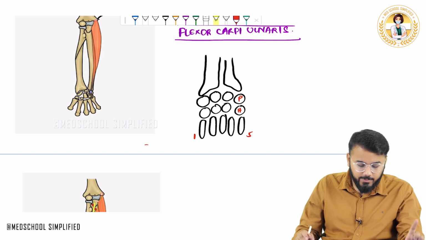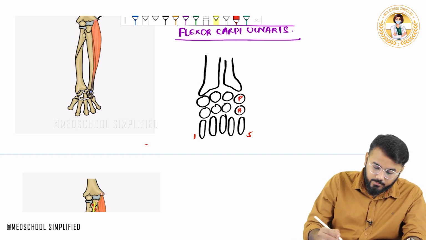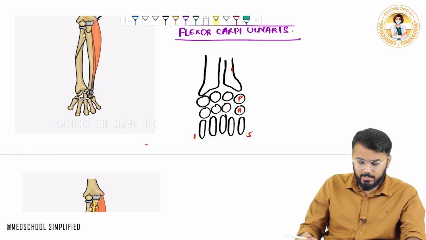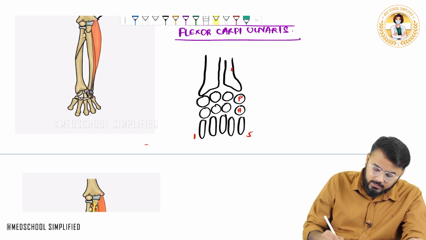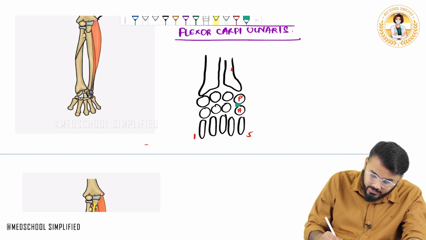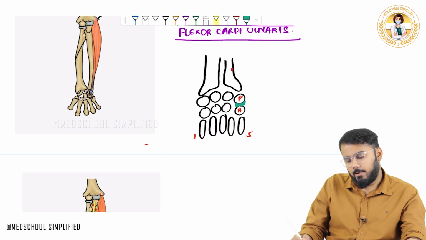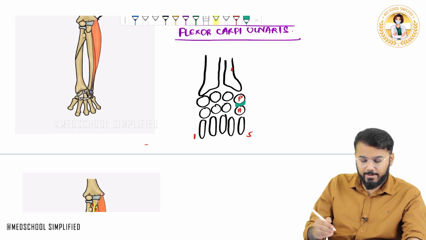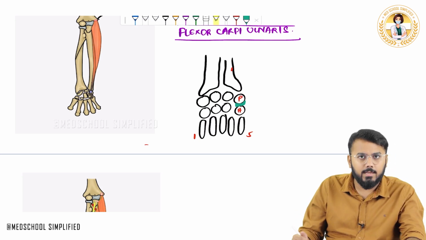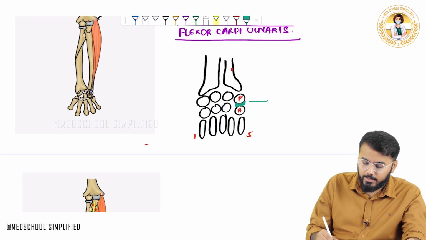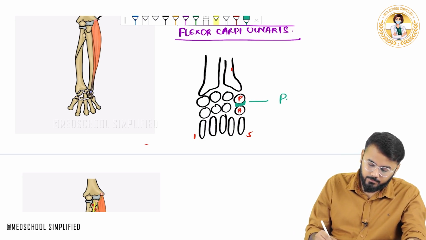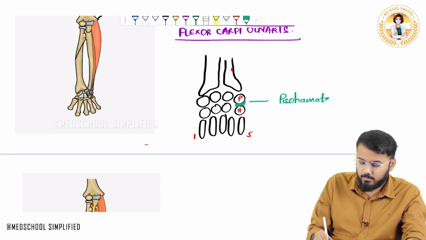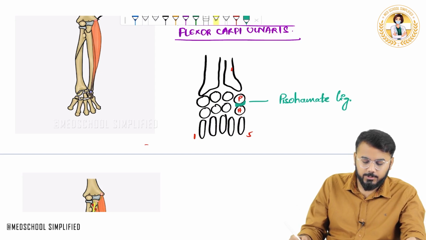Now look here very carefully. This muscle all the way comes down, but remember one very important thing, guys. Between the carpal bones you have a ligament here. Between the pisiform and hamate bone we have a ligament. This is called the pisohamate ligament. Let me write it.